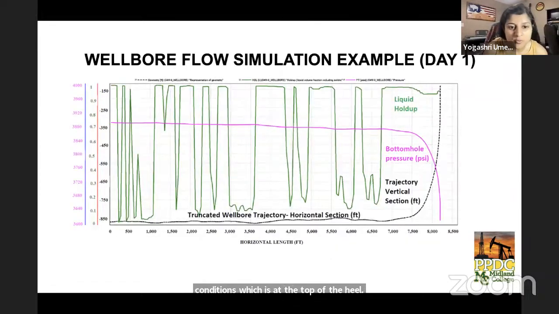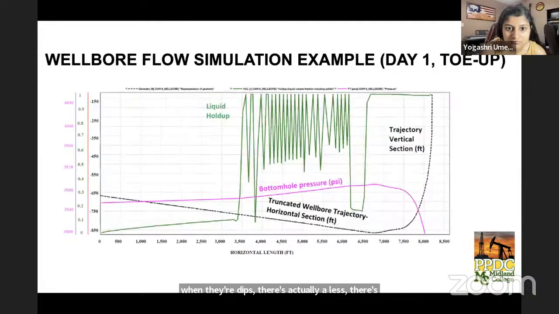The green now represents the liquid holdup that you get at different parts of the trajectory. You notice that when there are dips, there's actually more liquid holdup. And then at a toe-up configuration, you'll notice that the liquid holdup is a little bit different too. And you'll also notice that the flowing bottom hole pressure is different as you go from toe to heel.